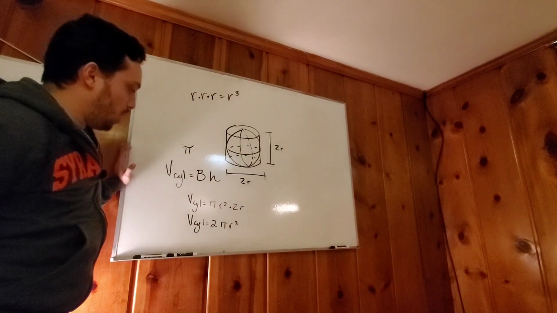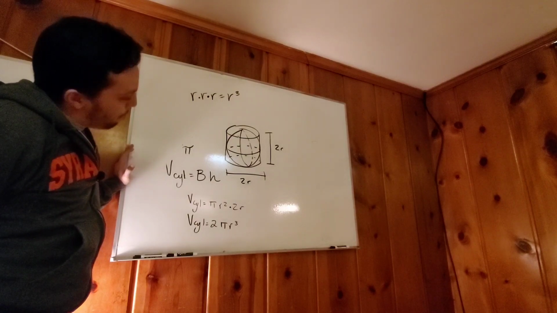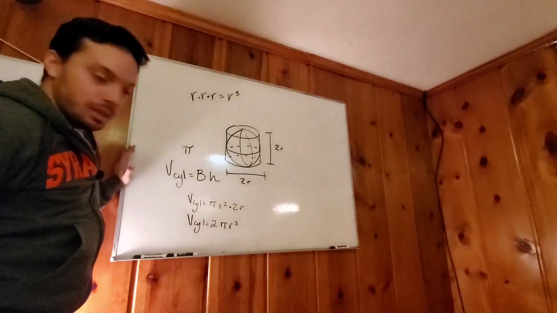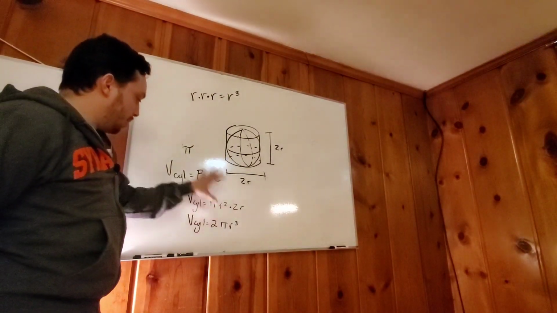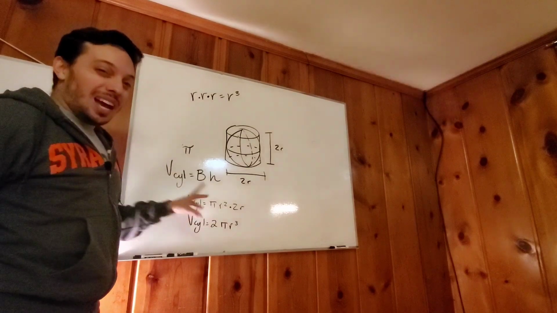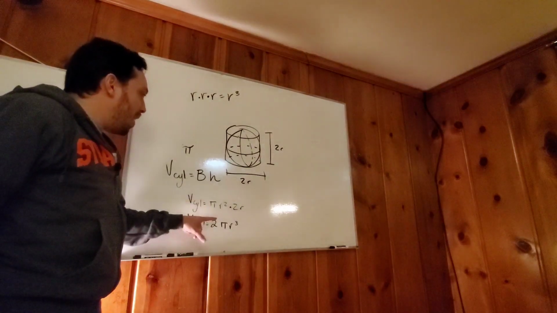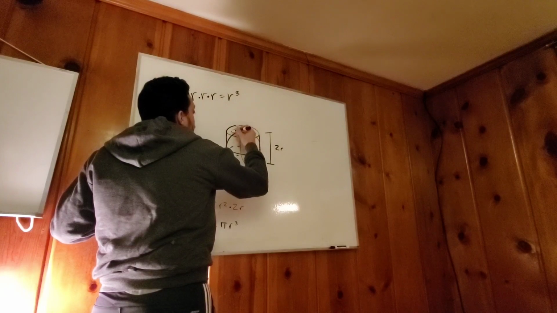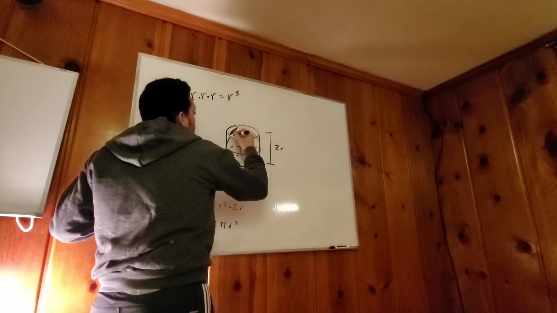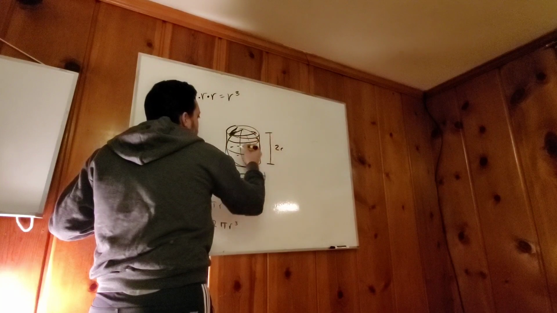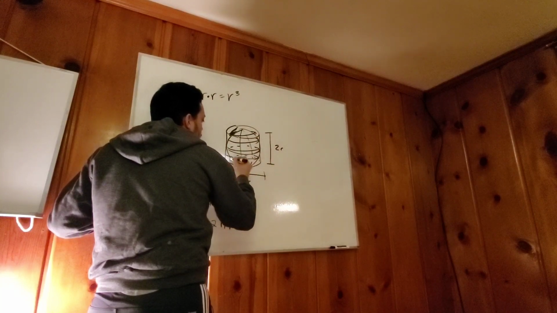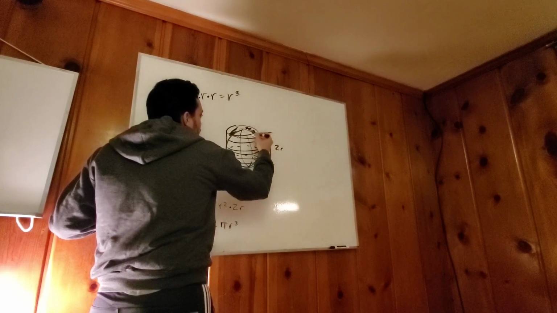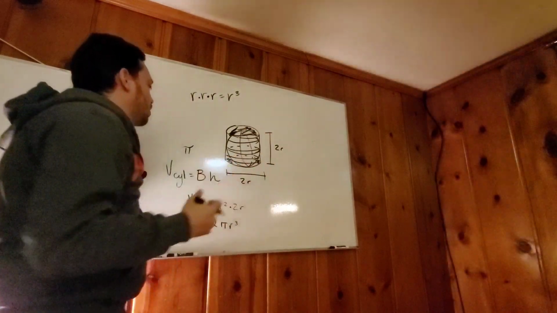Let me just check that my math is right. Yes, it is correct. So that is where we're going to get our formula from. And so now that we understand this, again, just like the cone and the cylinder, we have all this space around the sphere that is not filled up, that we can actually fill up with something else.